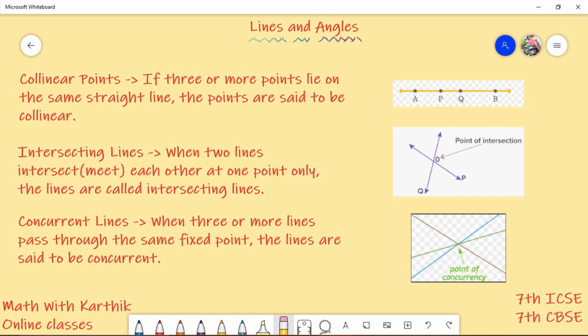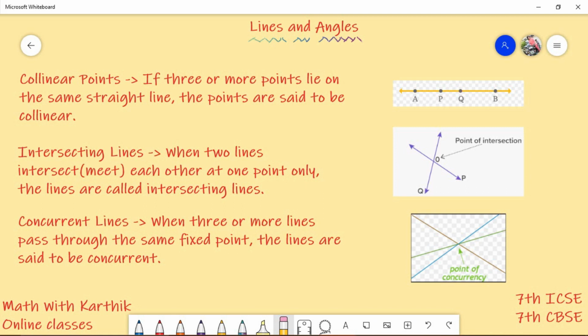Next one, intersecting lines. What do you mean by intersecting lines? When two lines intersect or meet each other at one point only, then the lines are said to be intersecting lines. Now see here, there are two lines. This is one line and this is one line and they are meeting at a point called O.